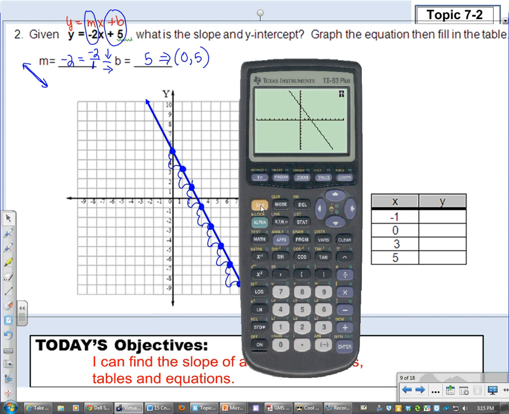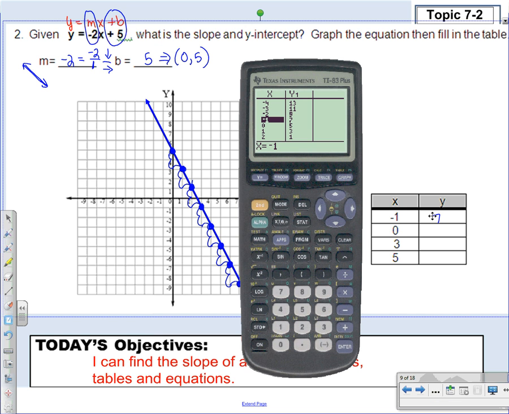Go to the table, we hit second and then graph. And then we'll use our arrows to scroll down. When x is -1, y is +7. Let's check. When x is -1, y is +7. That worked. When x is 0, y is 5. Sure enough, that's what we have on our graph.